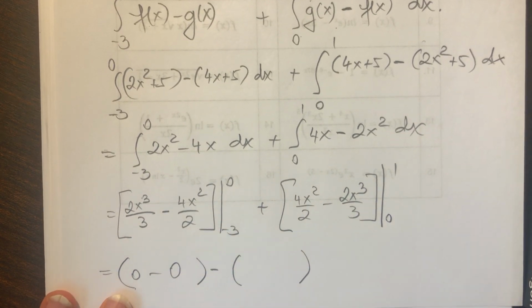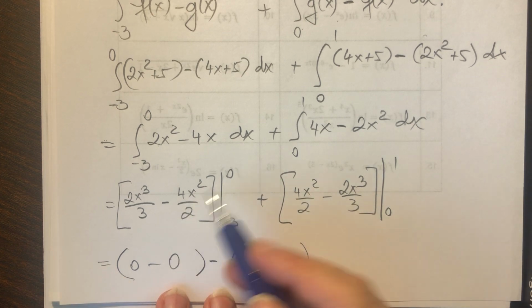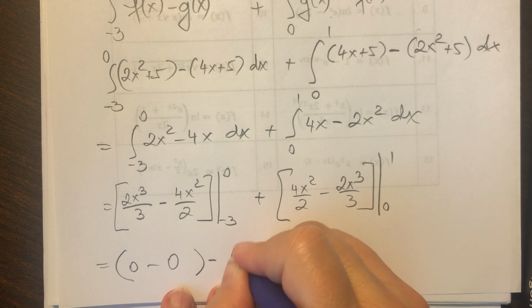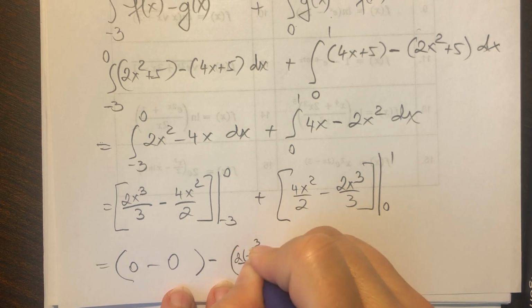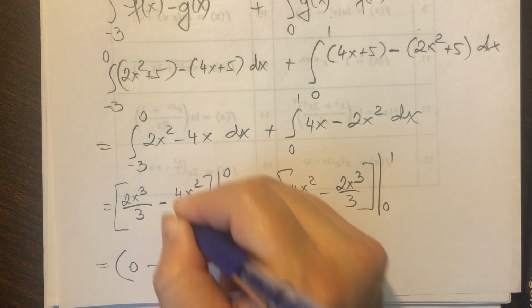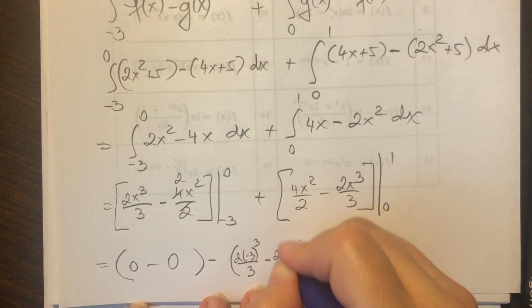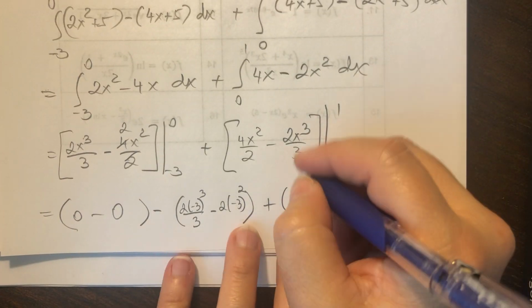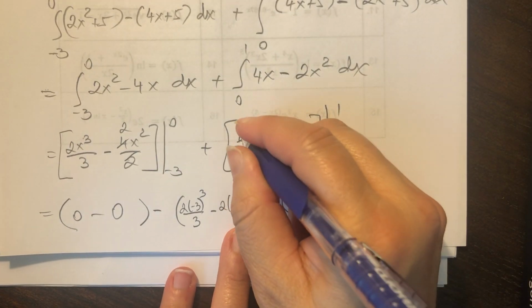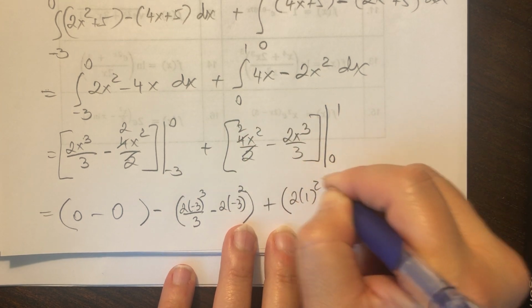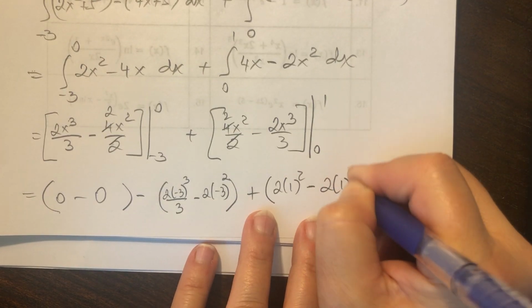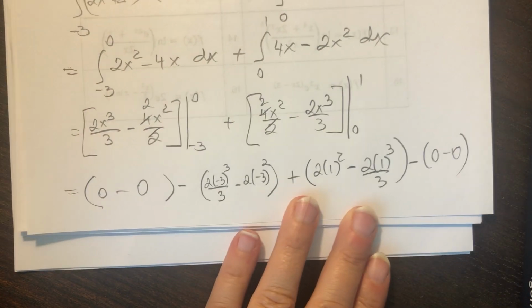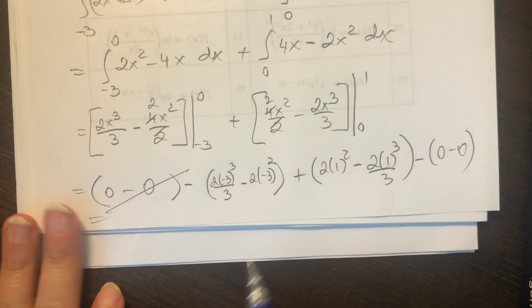Okay? So, start at 0 minus the -3. When you start at 0, those are both 0. Plug in a -3, that's the one. So I have a 2 times -3 cubed over 3 minus, by the way, that gives you a 2 times -3 squared. Plus, I'm going to find these parentheses, plug in a 1. So 2 times 1 squared minus 2 times 1 to the third over 3 minus really a bunch of zeros, yes? Okay, so put that in your calculator.